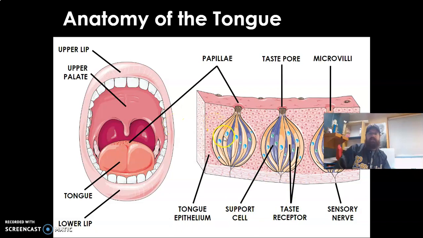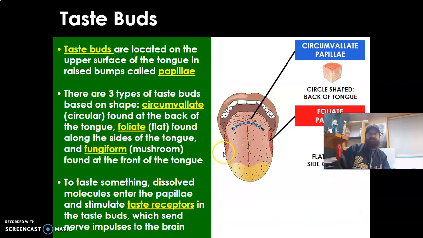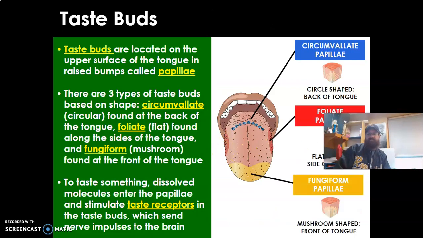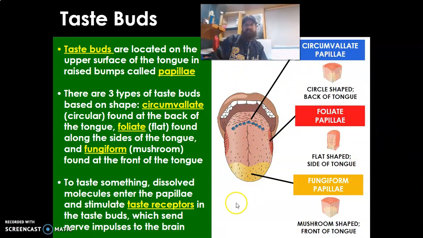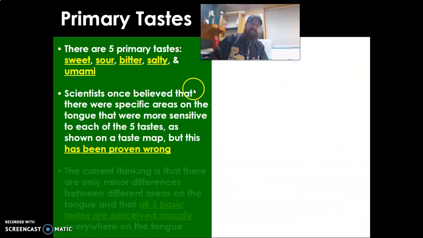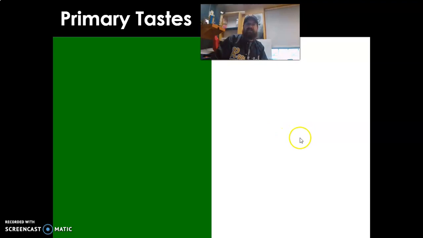It's going to go. I'm just scared of what's going to happen. All right, let me move my big head. That's some important stuff written right there. All right, taste buds. Sometimes.